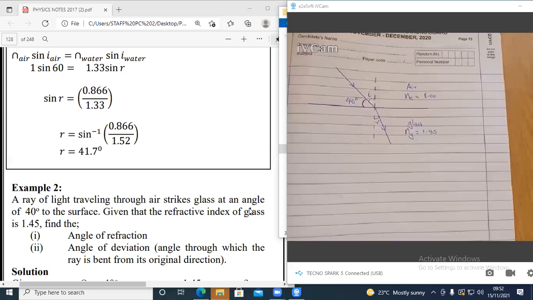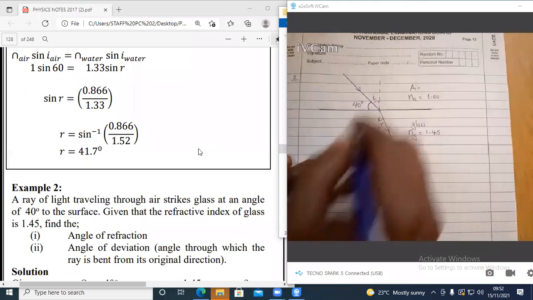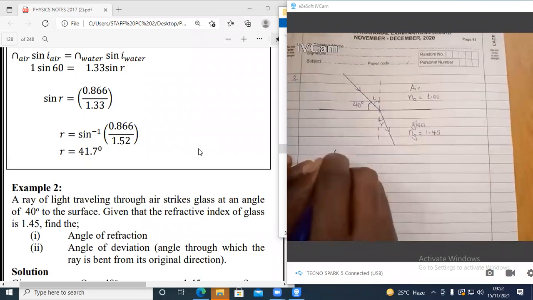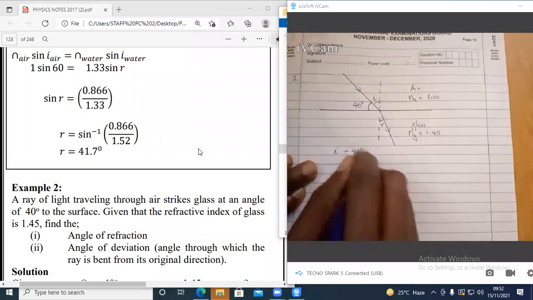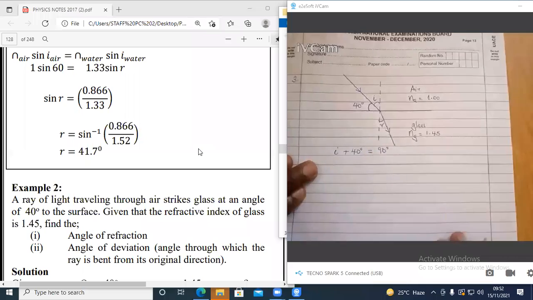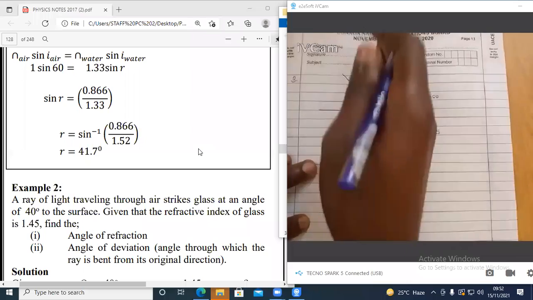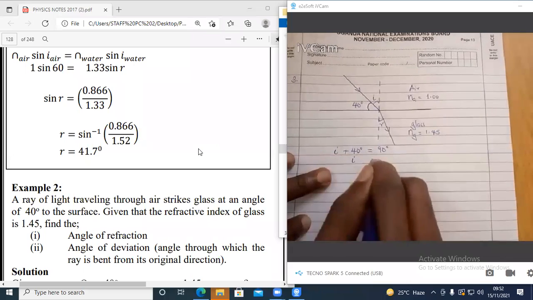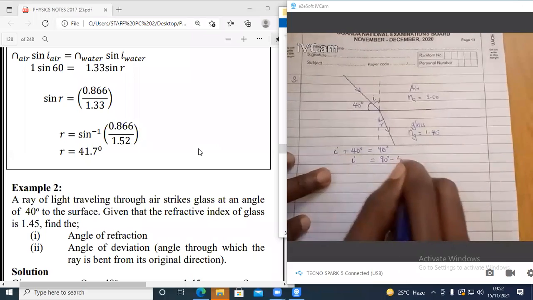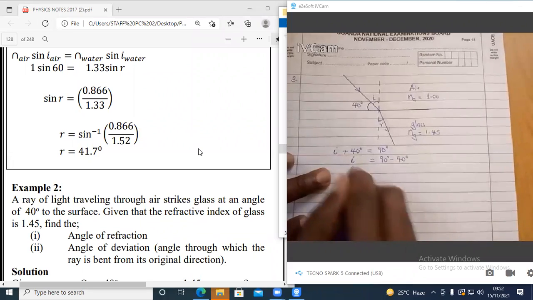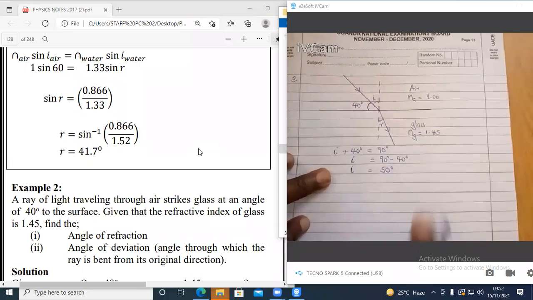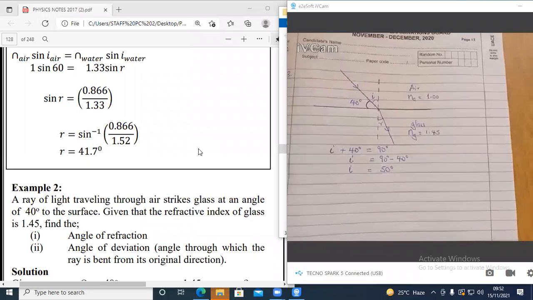It was given to be 40 degrees. So what is the angle of incidence now? Who can give us the angle of incidence? 50 degrees. Why are we saying 50? Because I plus 40 degrees must give us 90 degrees. So I will be equal to 90 degrees minus 40 degrees. So the angle of incidence is 50 degrees.